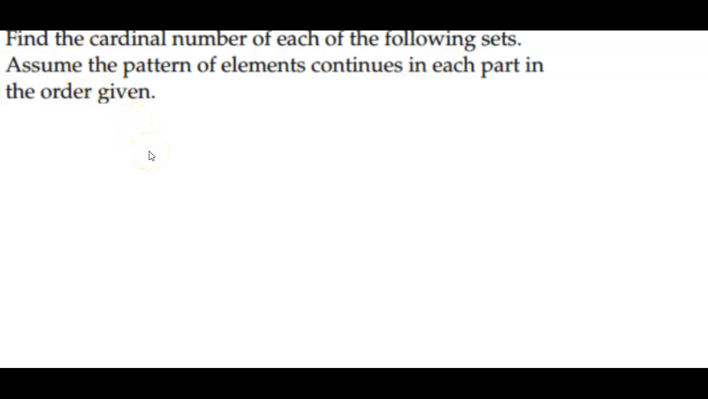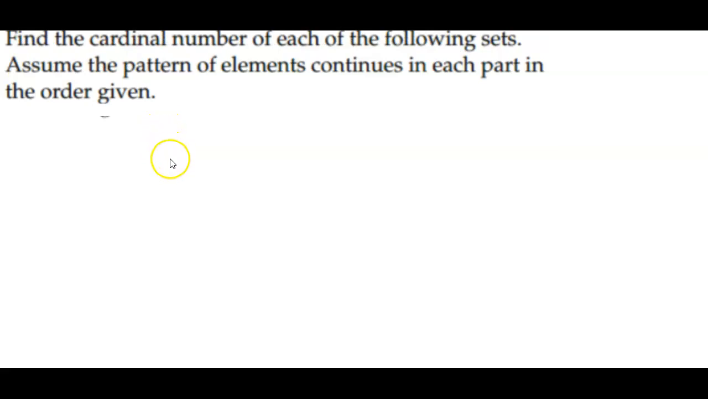Find the cardinal number of each of the following sets. Assume the pattern of elements continues in each part in the order given. Now remember, the cardinal number is the amount of numbers that are in that particular set. So for the first example, we want to find out the amount of numbers that are in this set.